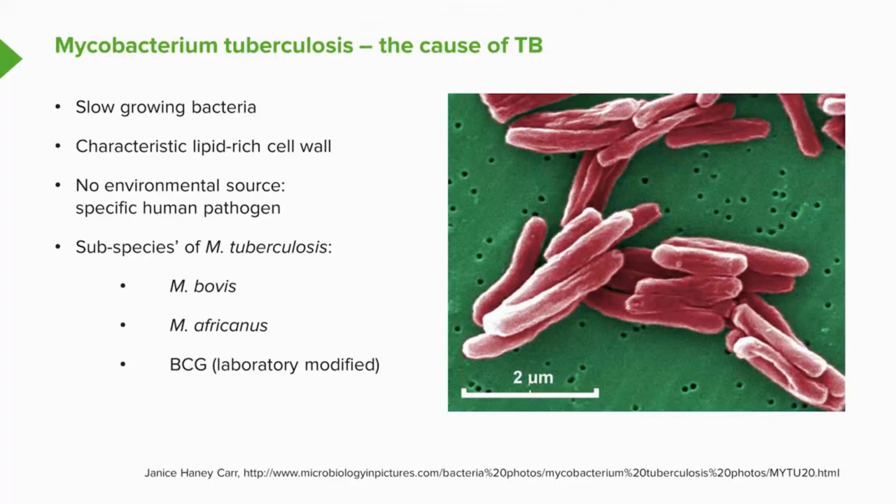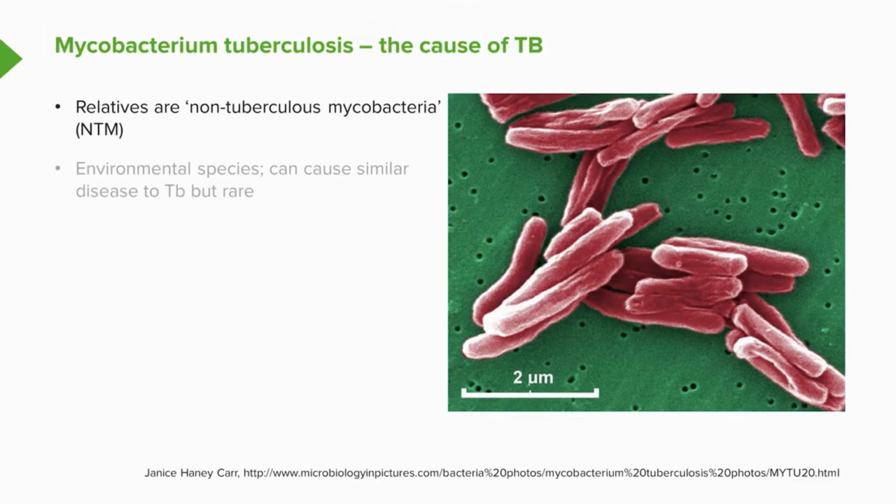There are a couple of subspecies of Mycobacterium tuberculosis: Mycobacterium bovis, Mycobacterium africanum, and there's also the BCG. That is a Mycobacterium bovis that has been cultured in the laboratory and is now not pathogenic, doesn't cause disease, or rarely causes disease, and we use that as the vaccine to try and prevent M. tuberculosis infection. As I've already mentioned, there are environmental mycobacteria which are related to M. tuberculosis, and these are called the non-tuberculous mycobacteria. There's quite a large range of different species, and they can sometimes cause a similar disease to tuberculosis, but they are far outweighed by patients infected with M. tuberculosis.